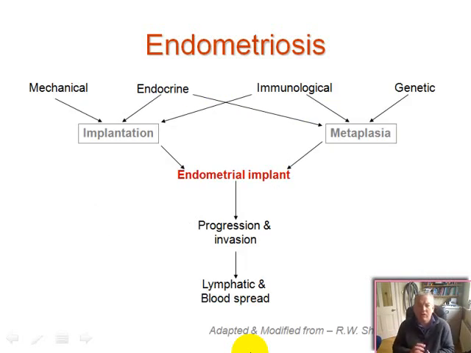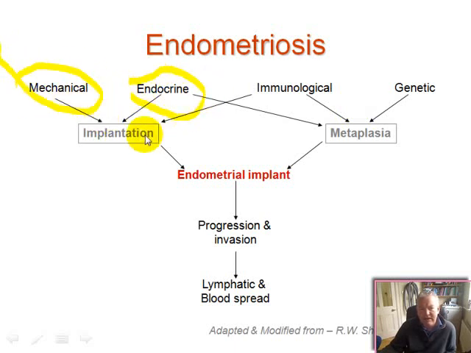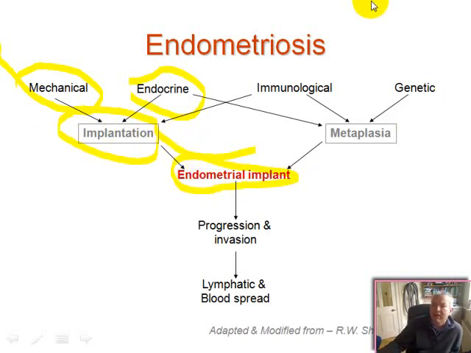So overall, there seems to be a theory now whereby the mechanical flow of menstrual effluent back through the tubes in the right endocrine setting leads to implantation on the peritoneum, which then creates the endometrial implant.